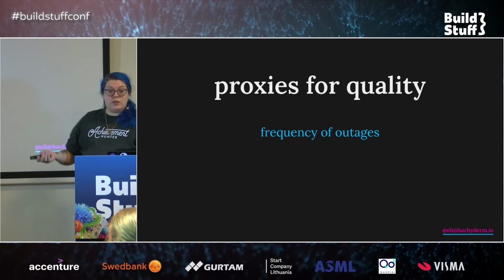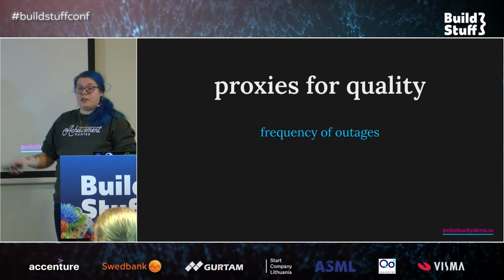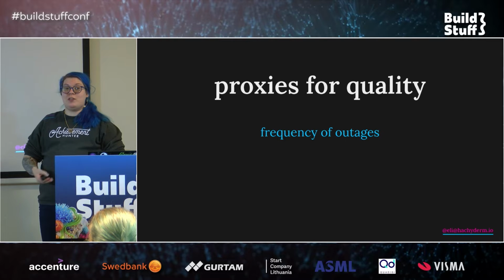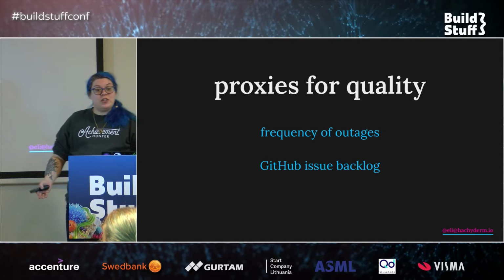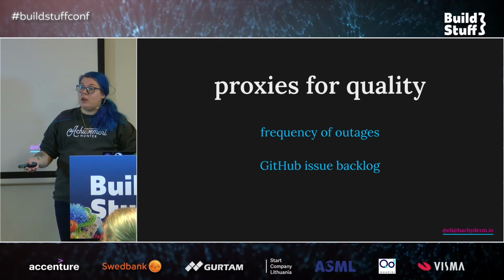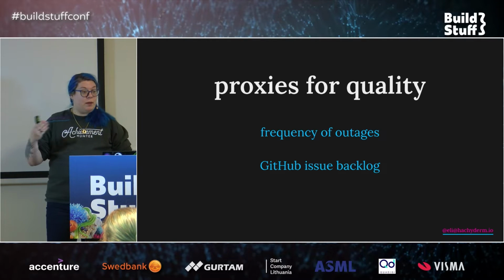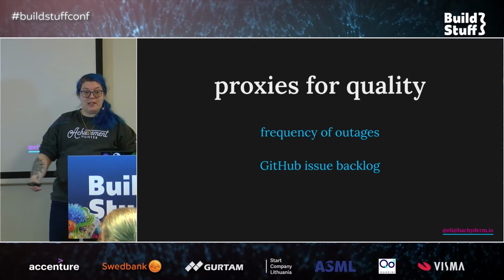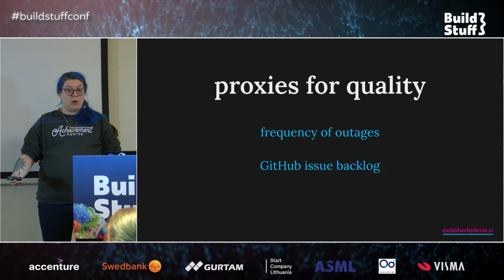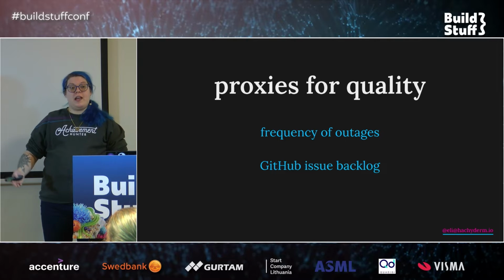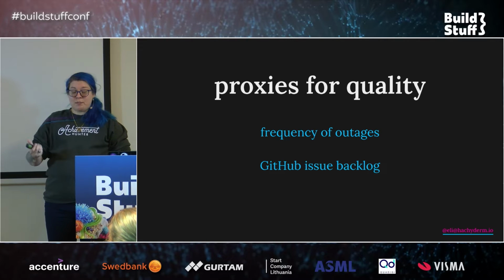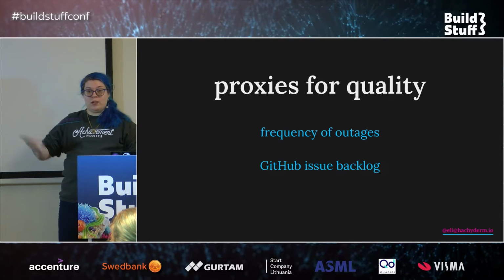So things that we use as proxies for quality might be something like frequency of outages. How often does your product simply not work? How many issues do you have on your GitHub backlog? Are there lots and lots of bugs that people are frequently running into that are hampering their ability to use your product? That's bad quality. Are all of the GitHub issues on your backlog minor things that are edge cases? That's pretty good. So we can use those as a proxy for quality.